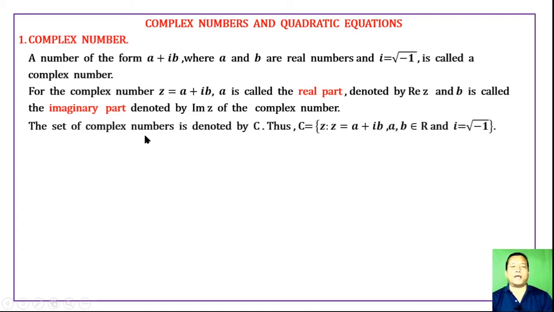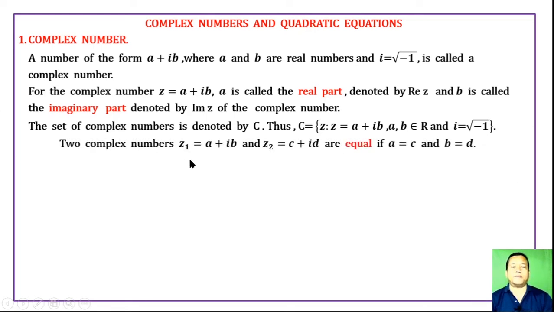The set of complex numbers is denoted by capital C. Thus, C equal to set of all z such that z equal to a plus ib, a, b belongs to R, and i equal to square root of minus 1. Two complex numbers z1 equal to a plus ib and z2 equal to c plus id are equal if a equal to c and b equal to d. हाइबदी रियल गा लोइनना इमाजिनरी पार्ट का मानरबदी complex number ani do manaba complex number sing.